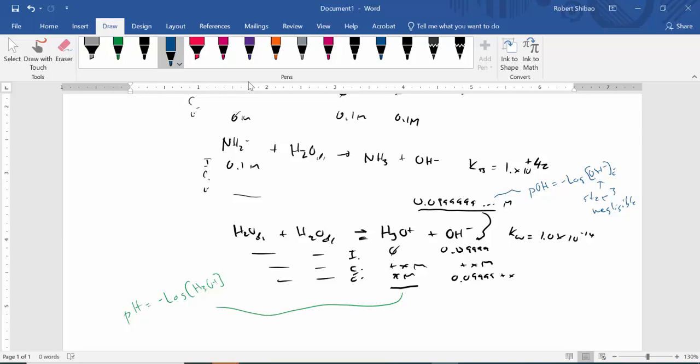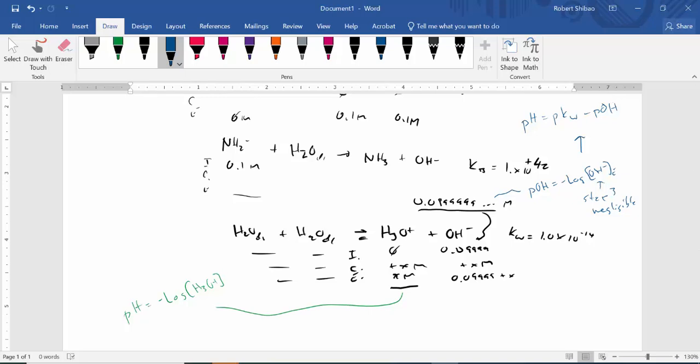Okay, then once I have the pOH, I'm going to use the relationship that the pH is equal to the pKw minus the pOH. In other words, the pH plus the pOH equals pKw. And so I'd stop here.